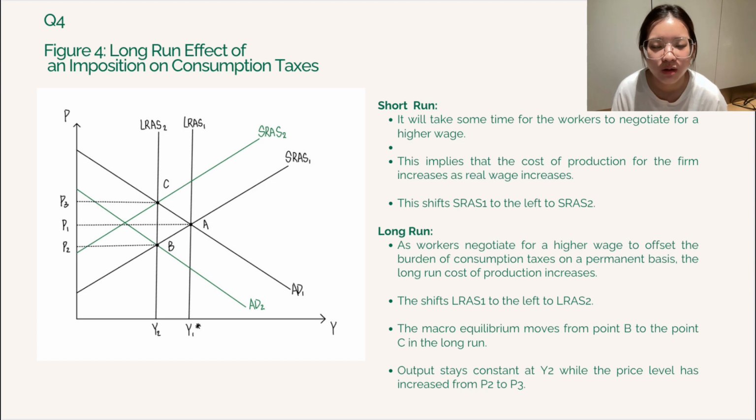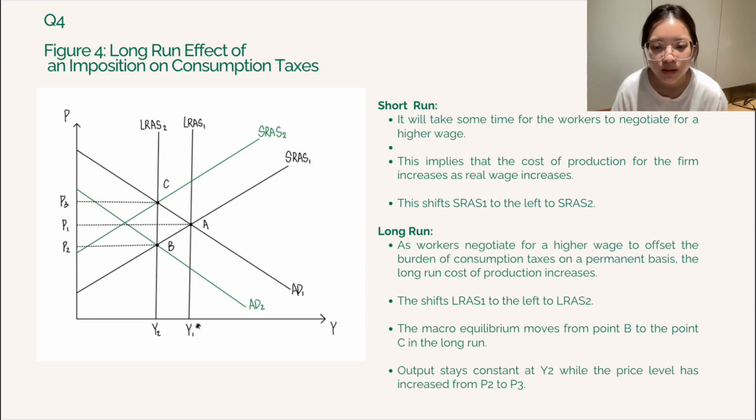For question 4, the aggregate demand and aggregate supply model is used to examine whether tax on healthcare can have a long-term economic advantage. In the short run, use the sticky wage model, where wages are stuck. It will take some time for the workers to negotiate for a higher wage. This implies that the cost of production for the firm increases as real wage increases. This shifts SRAS1 to the left to SRAS2.